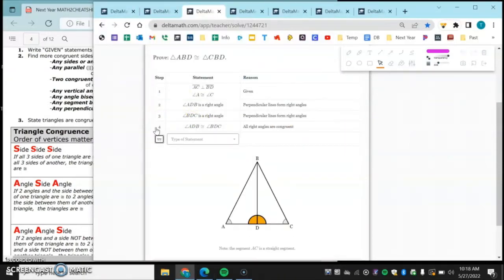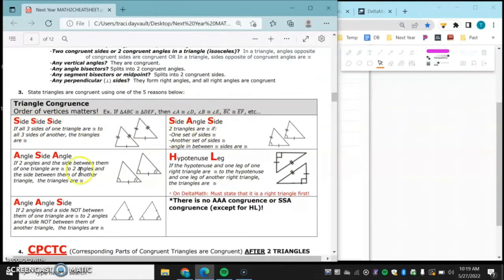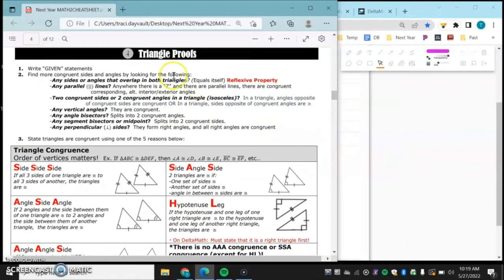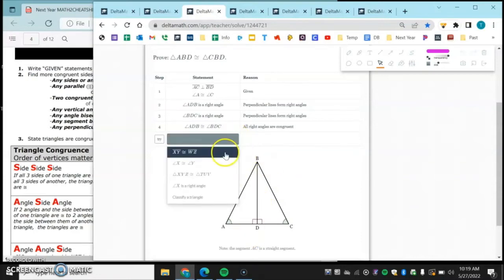All right, let's see what else we have here. We've got two angles now, and two angles, angle, angle, it's not enough information. We need another side. We can't do another angle because there's no angle. So let's see if we can find any other sides or angles, starting at the top of the list. Are there any sides or angles in both of these triangles that overlap? Yes, they both share the side BD.